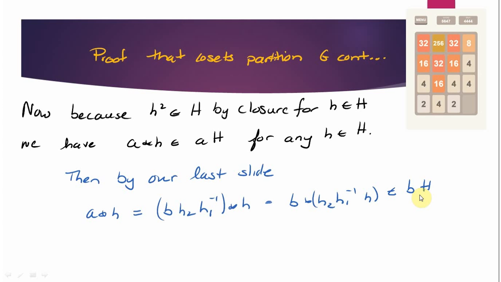What am I trying to show? I should have actually explained that. I'm trying to show that if I begin with an element in this left coset AH, then that same element also belongs to the right coset. Therefore, AH is contained in BH by subset containment.